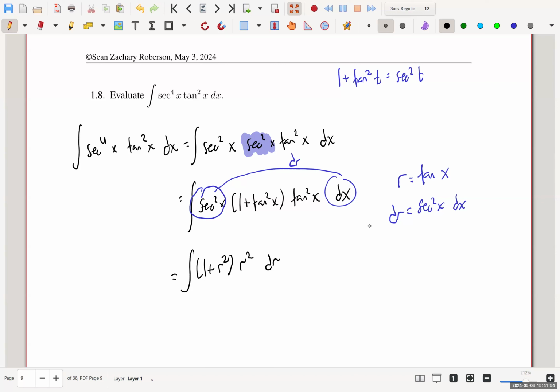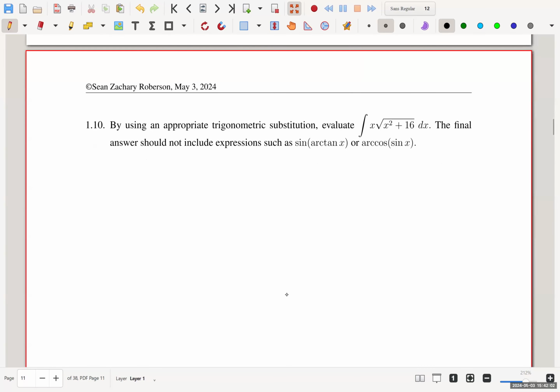All right, now I want to move on to what I think is going to be really fun stuff. 1.10. By using an appropriate trigonometric substitution, evaluate this integral, x times square root x squared plus 16 dx. The final answer should not include expressions such as sine of arctan x or arc cosine of sine x. The strongest shape, folks, the triangle. Trust in the triangle. We'll get there.